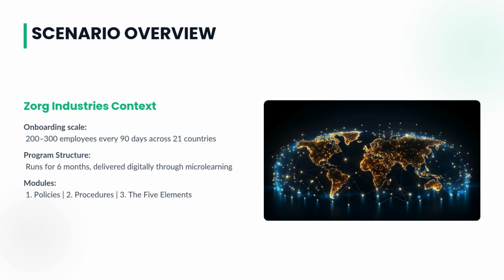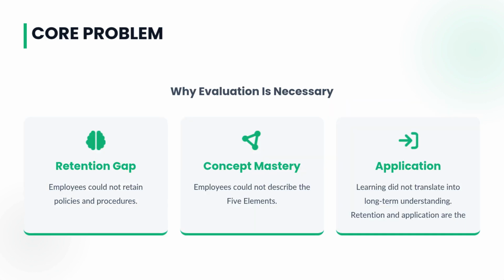And let's look at the Zorg industry scenario, which is the scenario that we were given this week. Honestly, the scale of the project stood out for me. So we're talking about onboarding 200 to 300 employees every 90 days across 21 countries using a 6 month microlearning program. So immediately I'm thinking this is not just a simple training evaluation, this is actually a system evaluation.